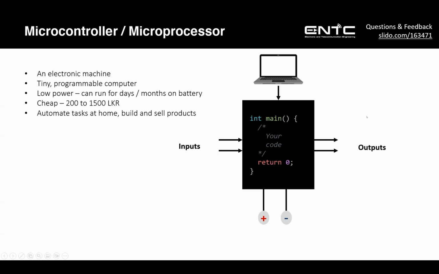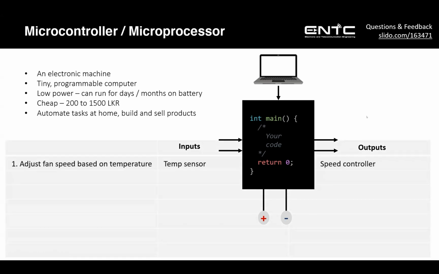That depends on the application. Take your first application, for example: if you want to adjust your fan speed automatically based on the temperature, which means if it is too hot in your room you want the fan to speed up, and if it is too cold you want it to slow down. For that, the input will be a temperature sensor, and the output will be a speed controller.